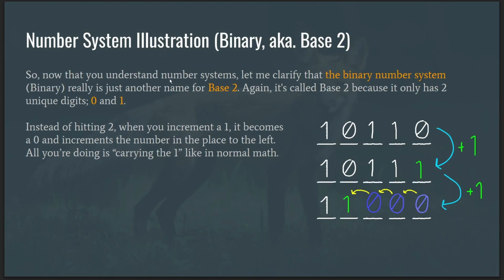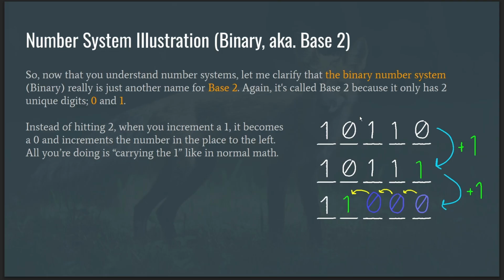Here's another number system illustration, for binary, aka base 2. So now that you understand number systems, let me clarify. The binary number system, binary, really is just another name for base 2. Again, it's called base 2 because it only has 2 unique digits, 0 and 1. Instead of hitting 2, when you increment a 1, it becomes a 0 and increments the number in the place to the left. So all you're doing is carrying the 1, like in normal math.